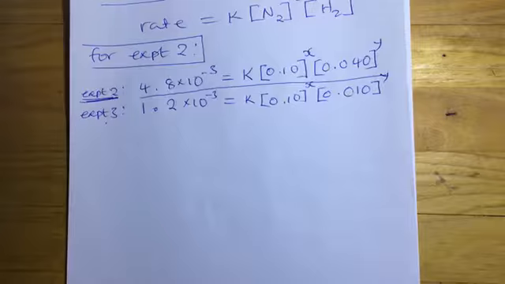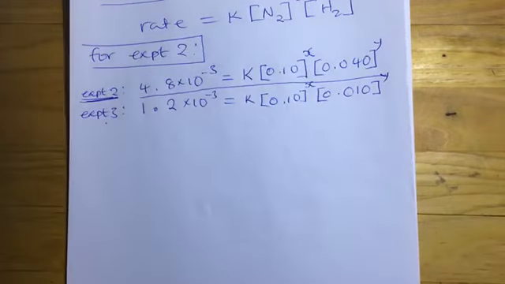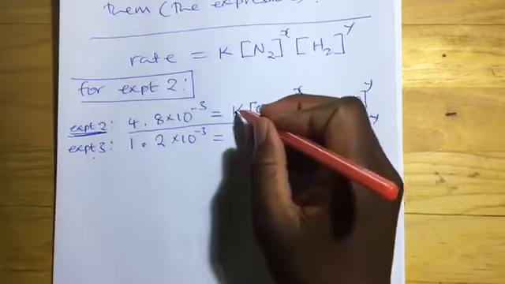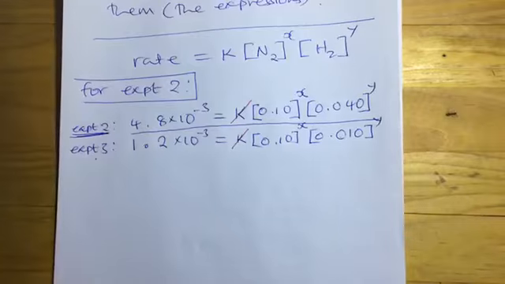What do you think will happen to the Ks when we divide? I have a K on top and I have a K below. What do you think will happen? Yes, they will cancel out. So K on top cancels out with K below. Whenever you have the same thing on top and below, it just disappears.